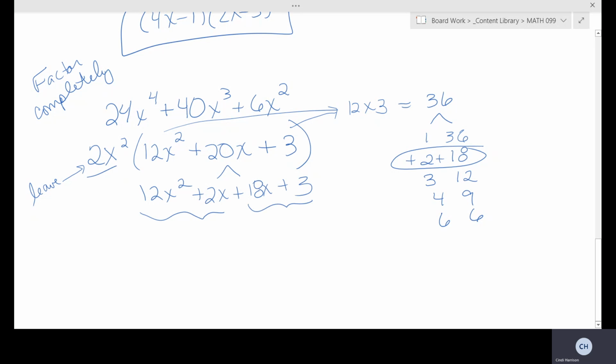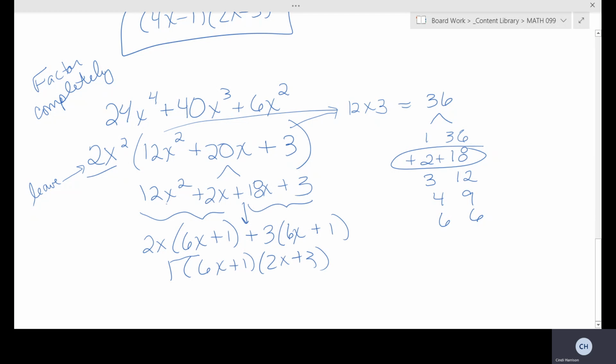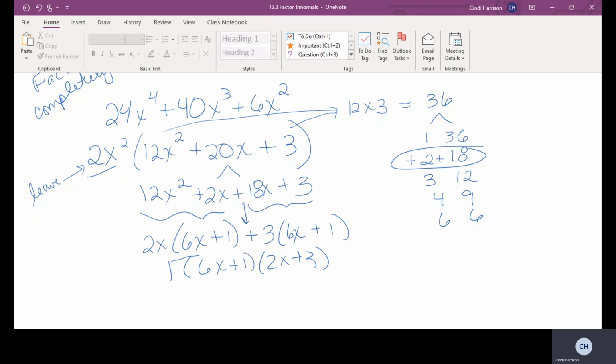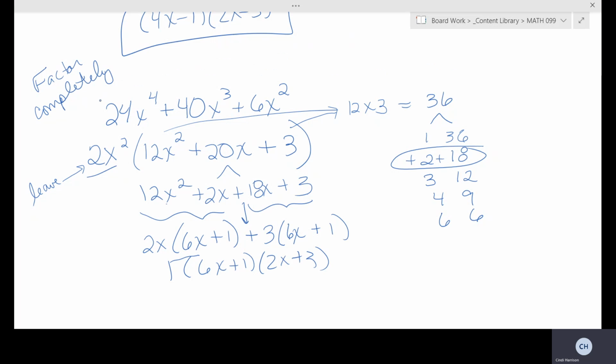Separate into pairs. Factor each pair. So the GCF for these would be 2x, and that leaves 6x plus 1. Pull down the plus. Factor a 3 out, and that leaves 6x. 3 times 6x is 18x. 3 times 1 is 3. Now the GCF from both of these is always what's in parentheses, and that leaves 2x plus 3. By the way, if you cannot get the same thing in parentheses, either it means you made a mistake or it can't be factored. So we have that to think about now.